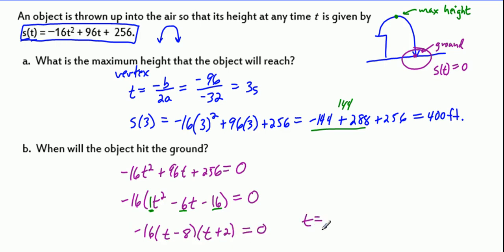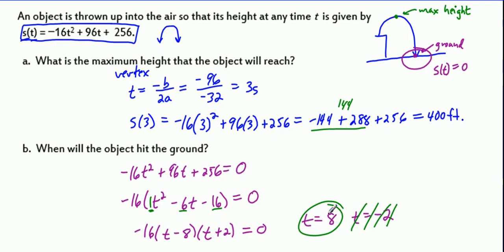Now there are 2 zeros for this quadratic, right? But one of them doesn't make any sense in the context of this word problem. You can't be negative 2 seconds, right? You can't be 2 seconds before you started the clock, before you threw the object. But again, that would explain this 0 that we know the parabola is going to have. So we're going to ignore this one because it's outside of our domain. It's going to take 8 seconds to hit the ground.